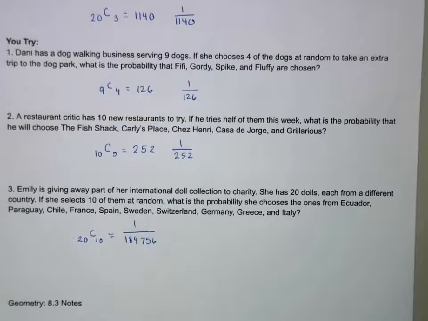Okay, so that is combinations and permutations. They can be challenging, deciding whether what you're being asked is a combination or permutation. But just think about, does order matter or does it not?